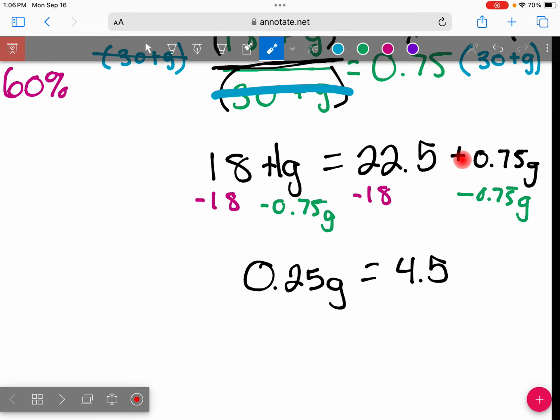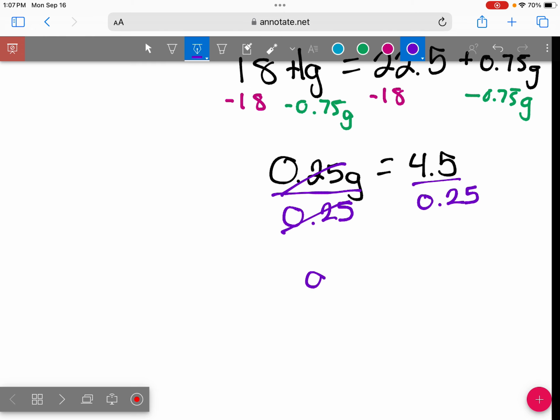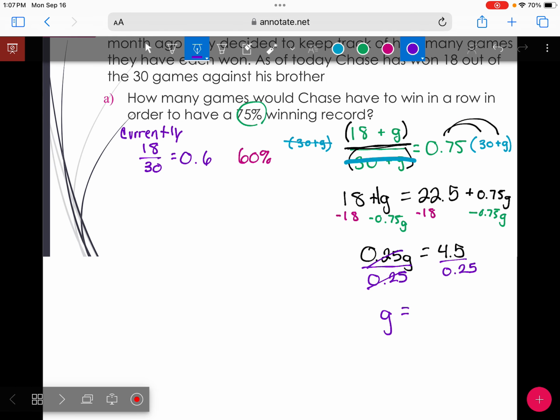I'm totally okay with you guys doing 2 steps in one like this. This is totally fine. If you got confused on how many things we did here, do it as 2 separate steps. That is also fine. What do I do here to figure out how many games we need? Divide by 0.25, the thing that's being multiplied in front of the G. So how many games does Chase need to win in a row to have a 75% winning record? 18.